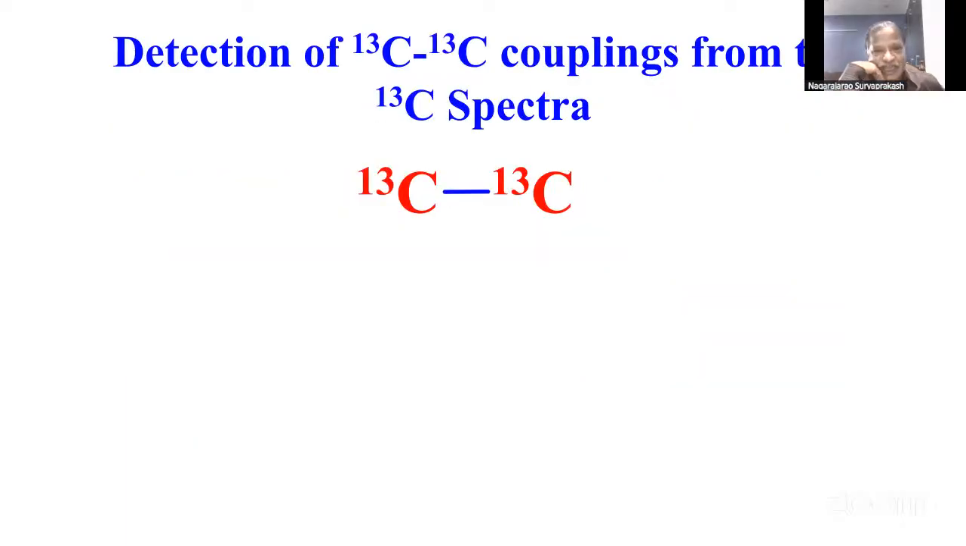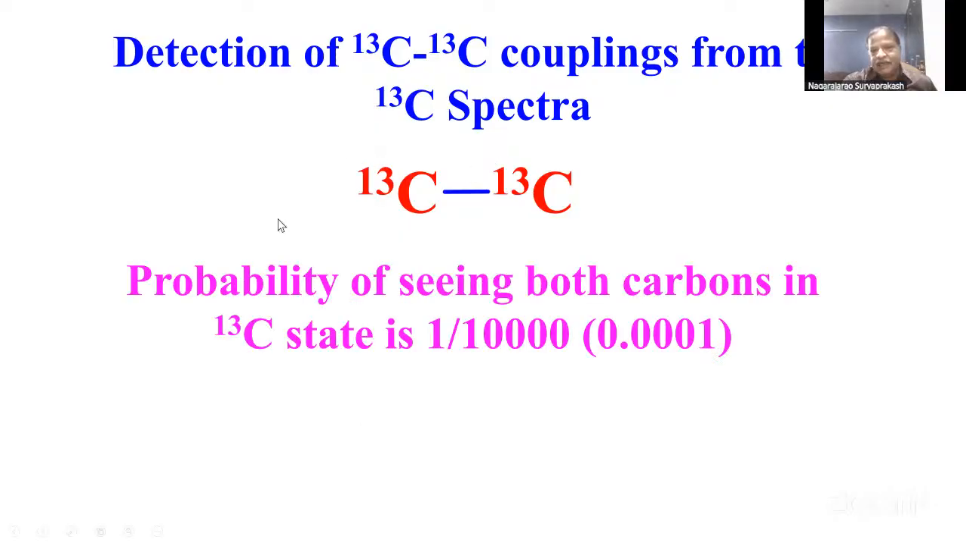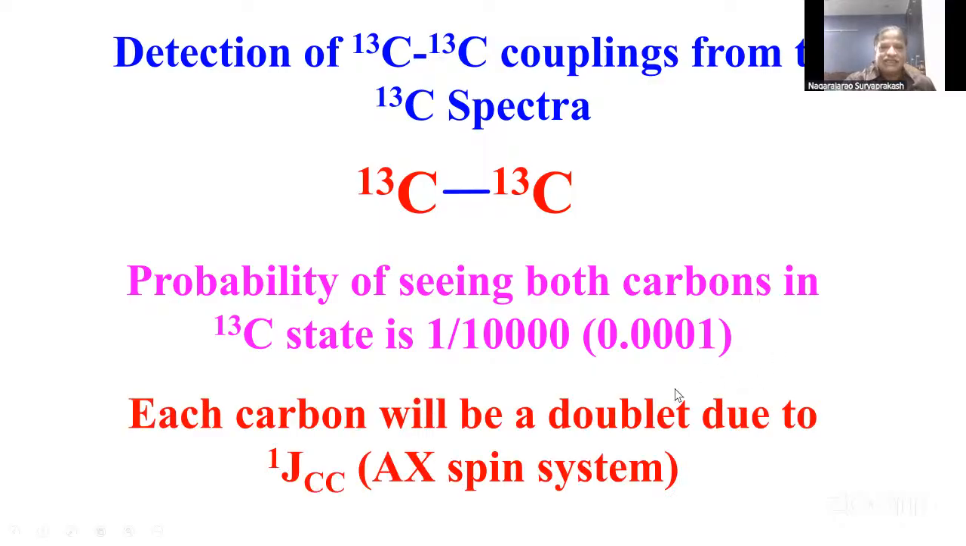Now, before going further, I will tell you how we get the spectrum when 2 carbons are coupled like this. Remember, carbon-13 is 1% abundant. This carbon is 1% abundant. The probability of both the carbons simultaneously being carbon-13 is 1 in 10,000, 0.0001 possibility. But nevertheless, if I see the coupling, each carbon will be a doublet. This will be a doublet because of this. This will be a doublet because of this. Because of 1 bond carbon-carbon coupling.